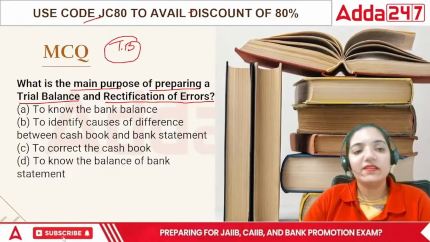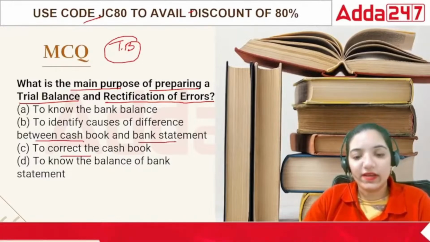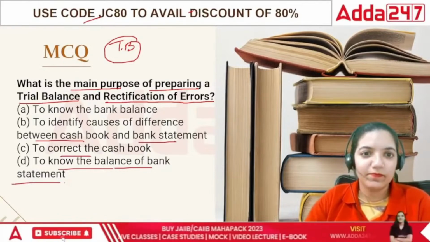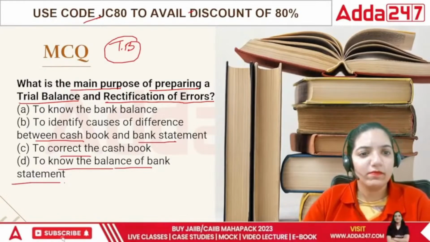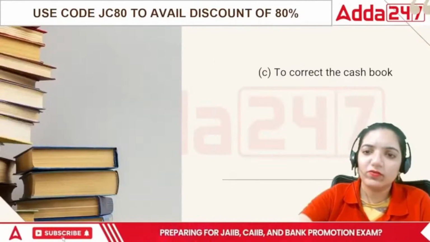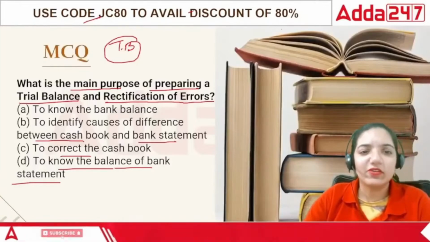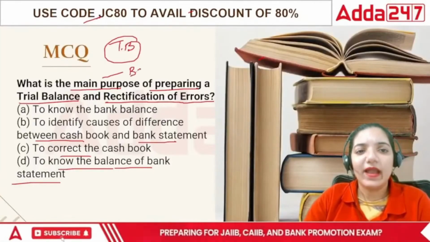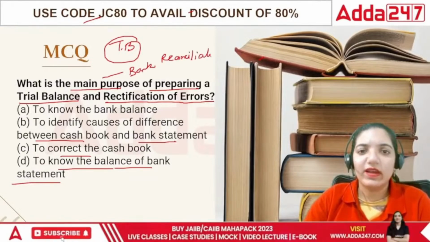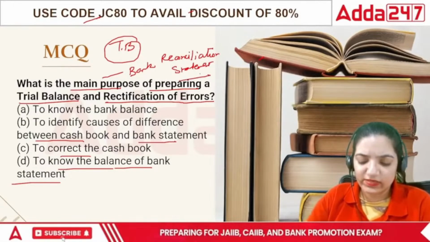To know the bank balance, to identify the causes of difference between cash book and bank statement, or to correct the cash book, or to know the balance of the bank statement. When we are preparing trial balance and errors, actually we do not look forward to anything. No, this is bank reconciliation statement. The question has to be changed. We prepare bank reconciliation statement for this. The question is wrong. Why do we prepare bank reconciliation statement? We try to do it so that we can correct it.